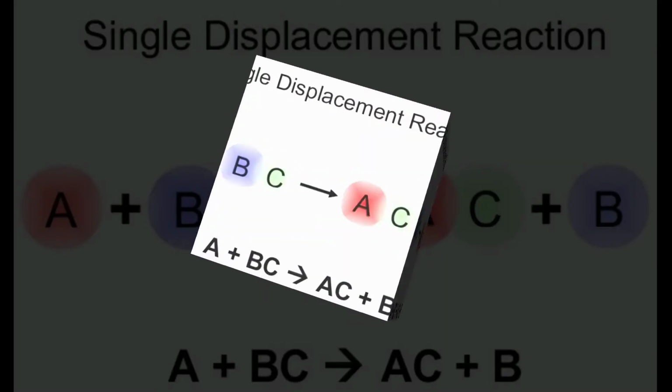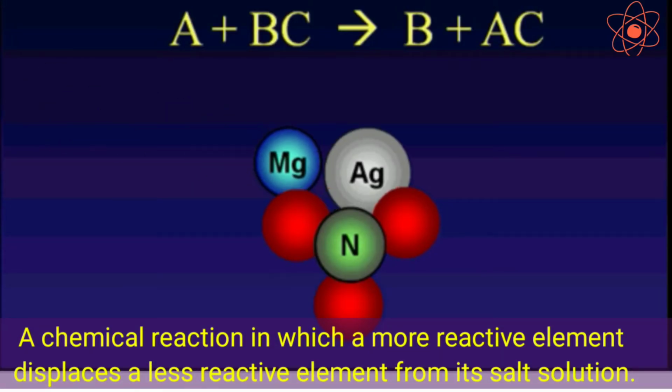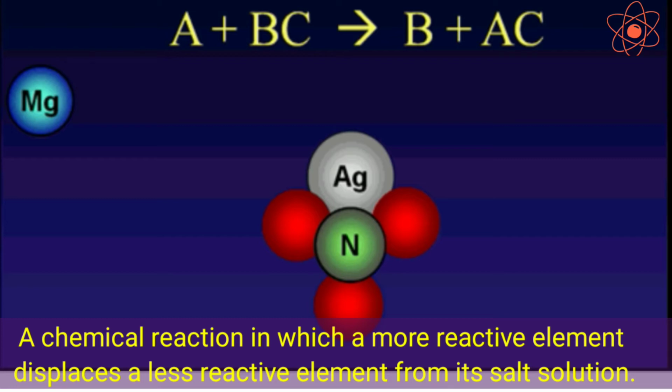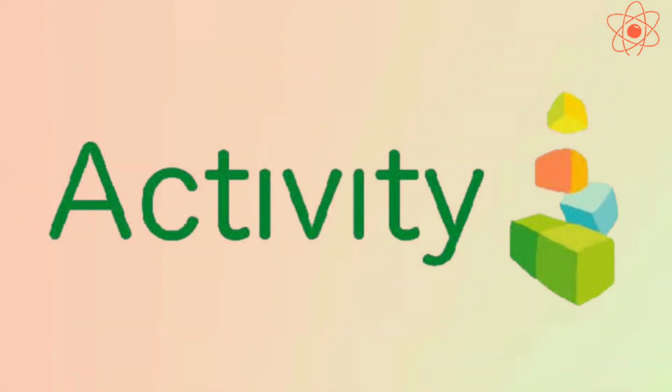Let us understand displacement reaction. A chemical reaction in which a more reactive element displaces a less reactive element from its salt solution is called displacement reaction. Let us understand this with the help of an activity.